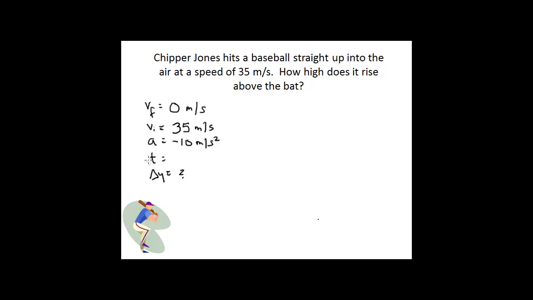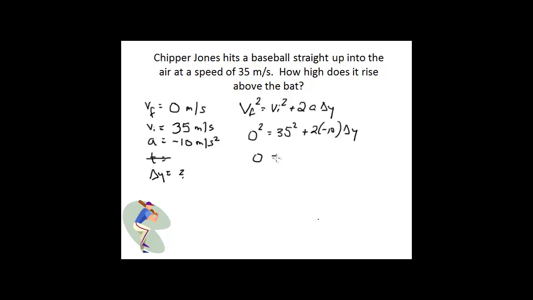Well, we don't know anything about the time, but that's okay. Now we just pick the formula that doesn't have time in it, and that ends up being Vf squared equals Vi squared plus 2a delta y. Substitute in. 0 squared is equal to 35 squared plus 2 times negative 10 times delta y.